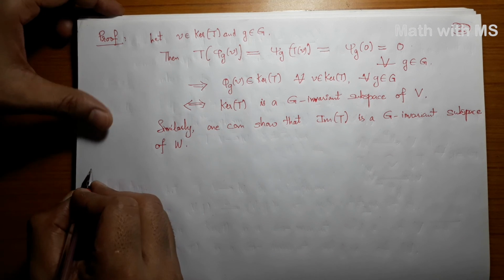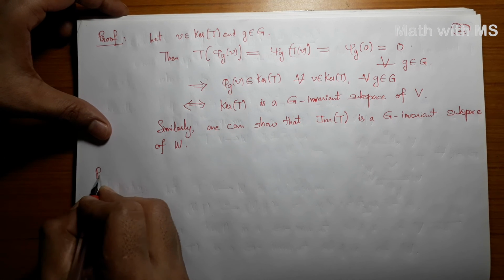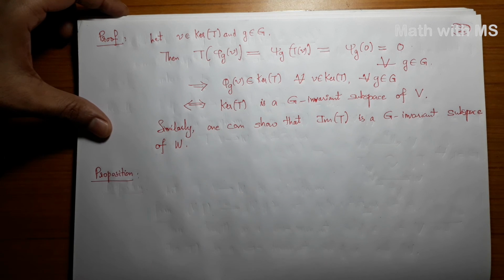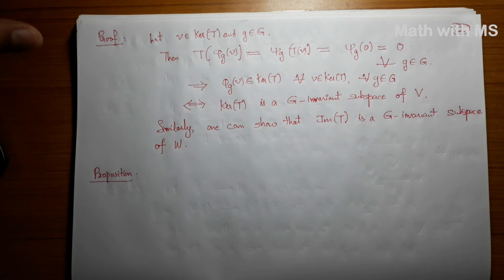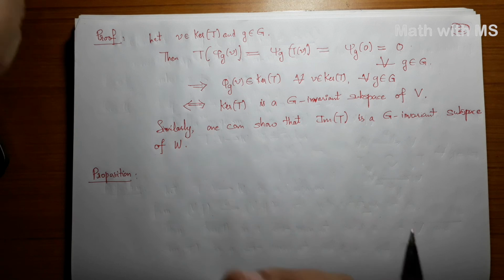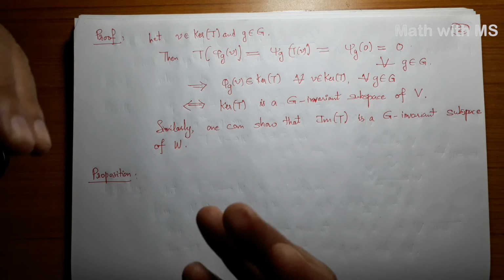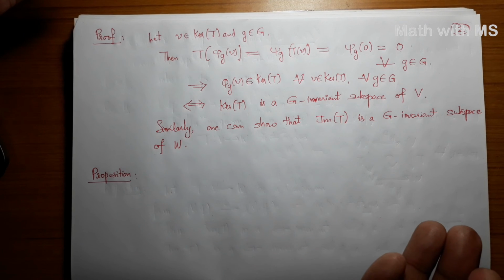Okay, very simple observations. So let us make one more observation here. Let us write it as a proposition. Now fixing a group G and two representations of the group G, you look at all the morphisms from one representation to the other representation, right?